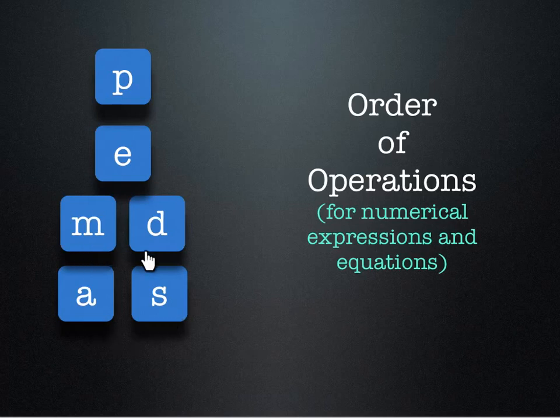Remember, multiplication, division is left to right. Addition, subtraction is left to right. Multiplication is not first just because it comes first in the acronym. So if the division comes first, going left to right, you do division first. Same thing with subtraction and addition.